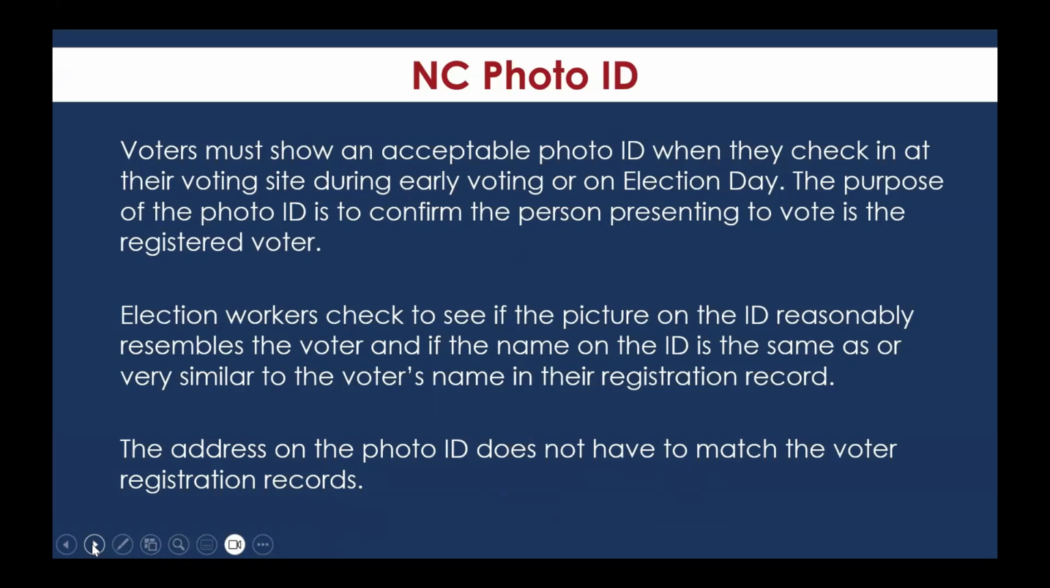I think everyone is pretty familiar with how the photo ID requirement works in North Carolina now, probably from personal experience in voting in 2023 and 2024. But just as a refresher, so you understand the background and where this photo ID application process really comes from. Under the law now in North Carolina, voters show an acceptable ID when they check in at their early voting site or on their election day voting site. The purpose of that is really just to confirm that the person presenting to vote is the registered voter. So it's just a way of confirming the identity of the individual being presented to vote at the voting location.